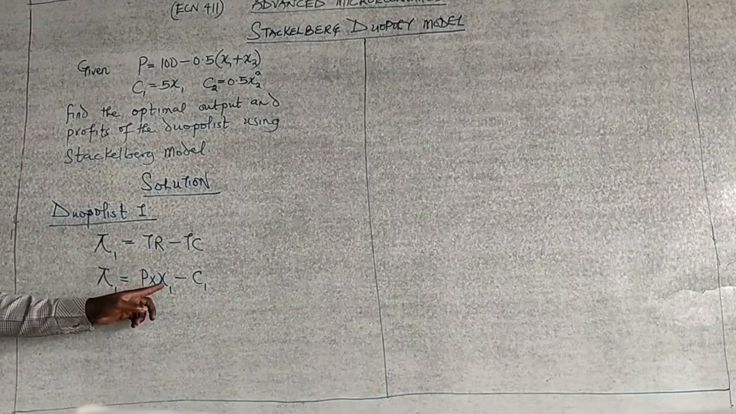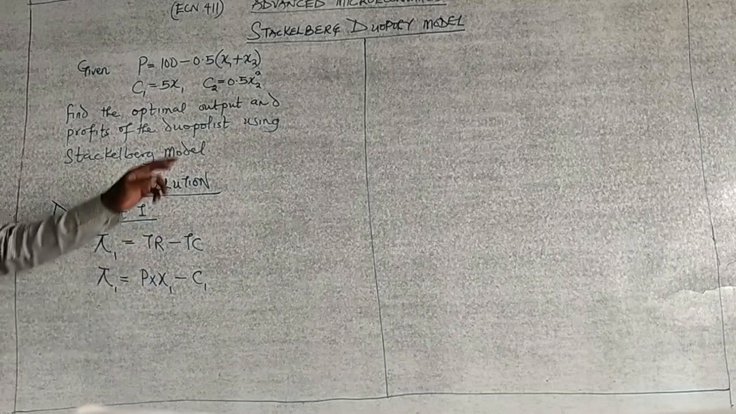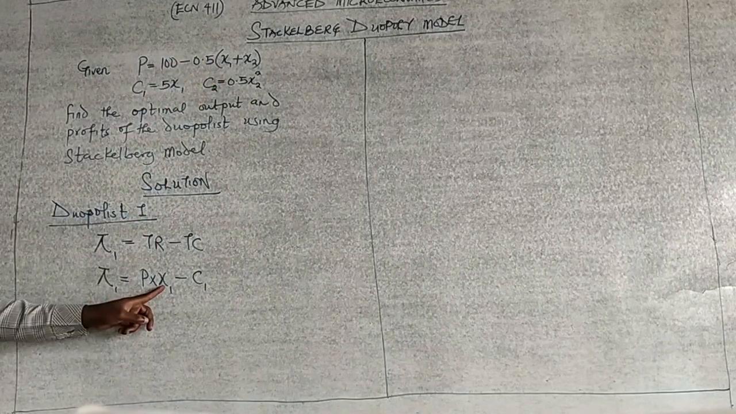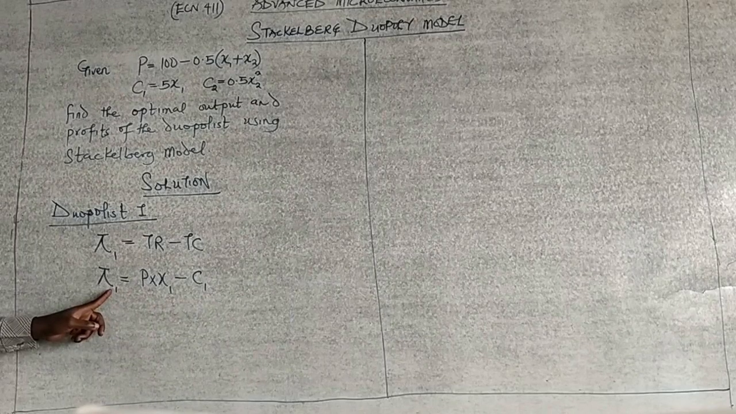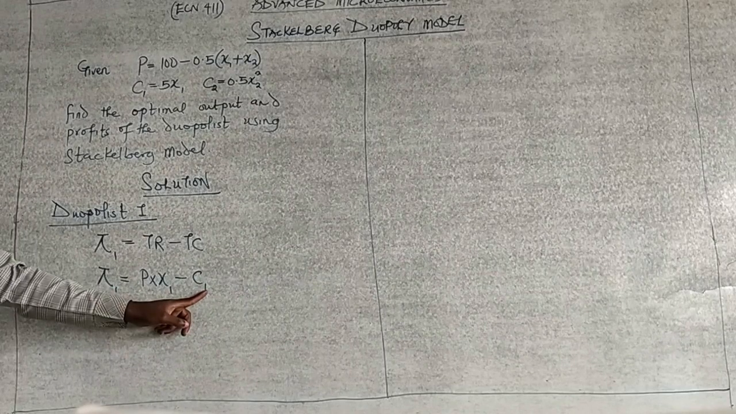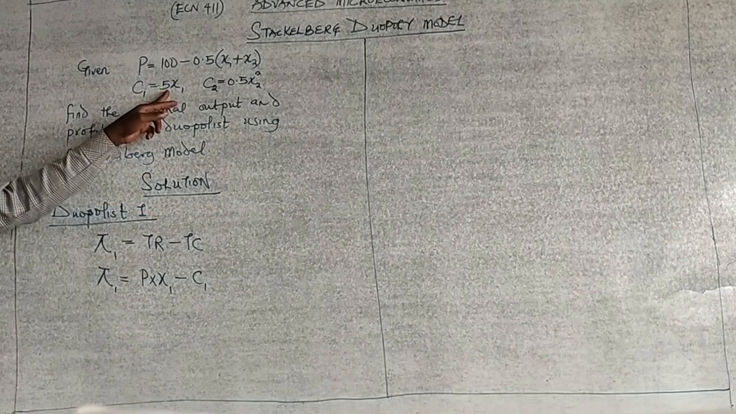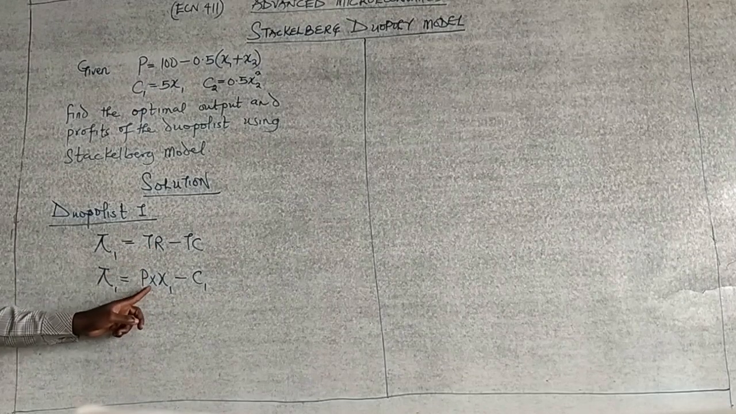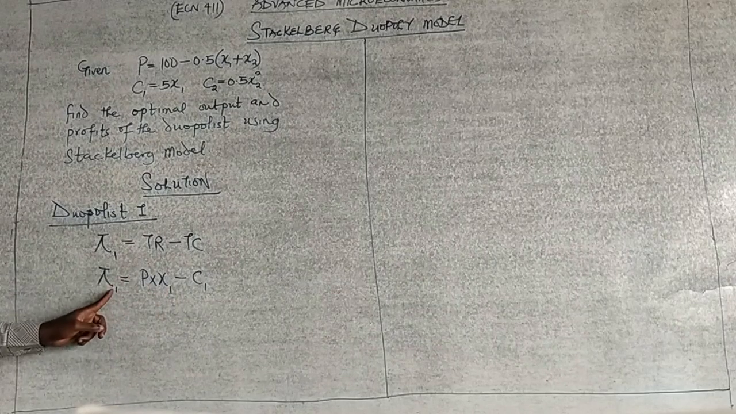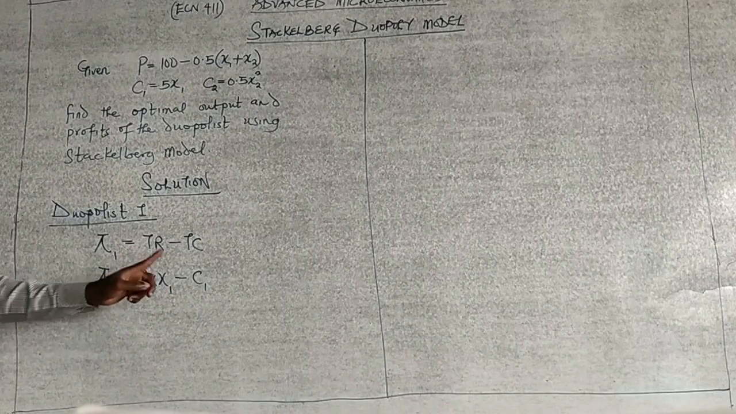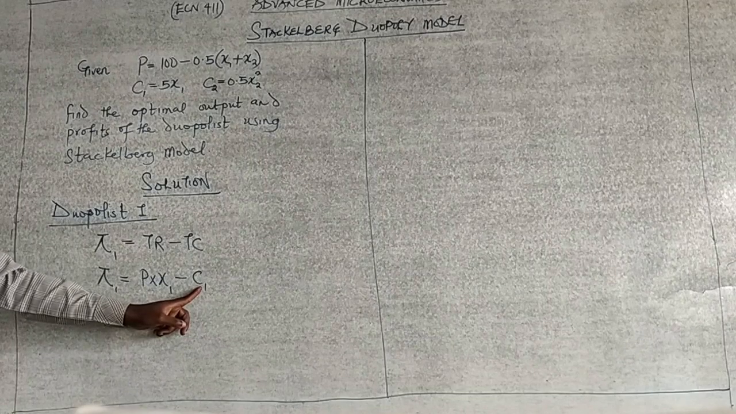Are we together? Yes, sir. Total revenue is always price times quantity, but in this case, our quantity is represented by x. So that's why I have x1, because I want to look for profit 1. And why do I have cost 1? Because I want to do duopolist 1, so I'll use the first cost function. This total revenue is price times quantity. I already know my price, then I multiply with the first quantity because I'm looking for the profit of duopolist 1.